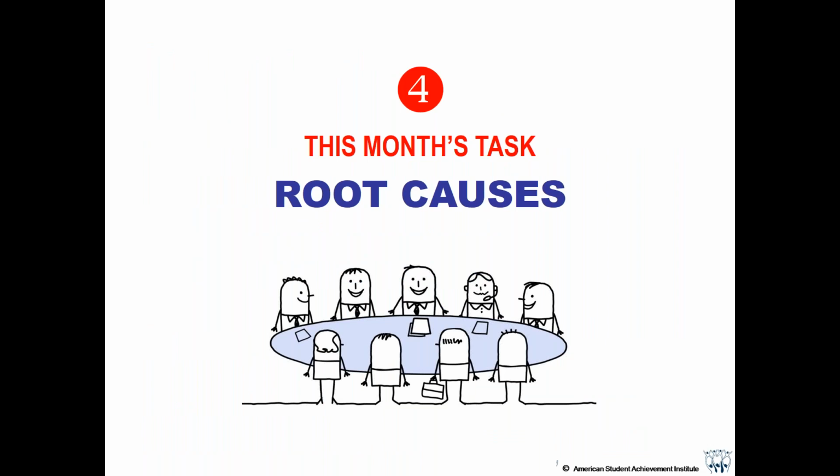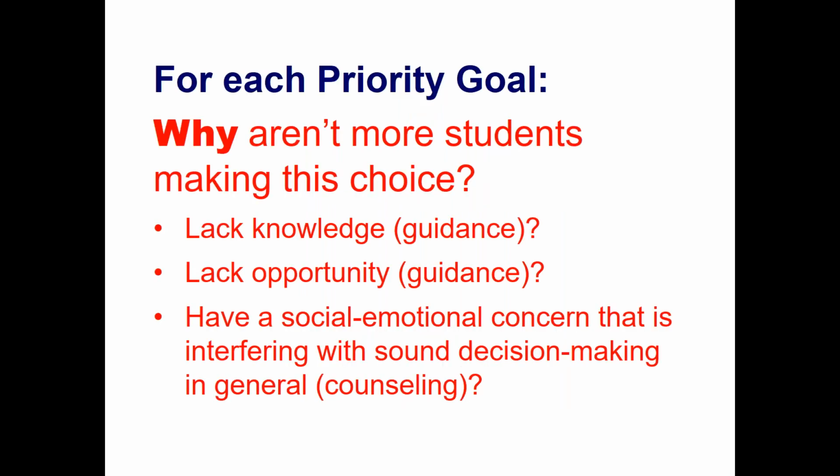Okay, and then for the hammer goals, now we're going to really dig in and do a root cause analysis for each of those hammer goals. So here's the question for each of the focus goals. Why aren't more students making this choice? This should say focus goal at the top, not priority.